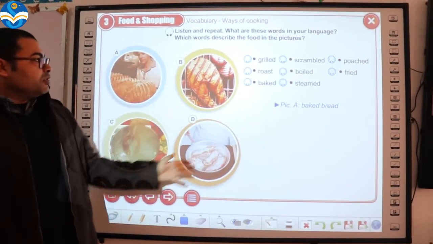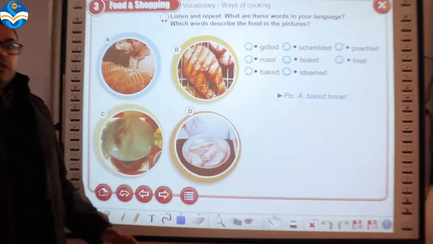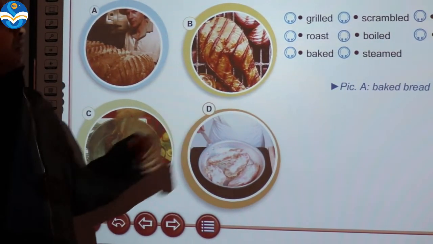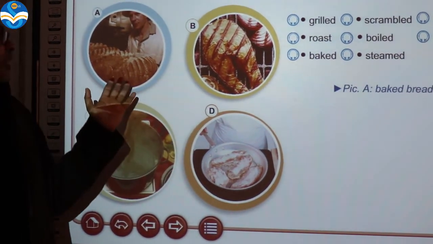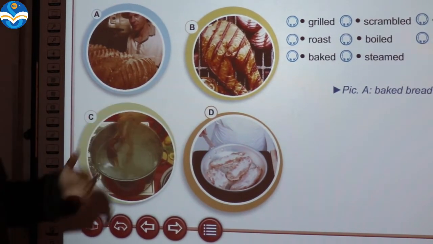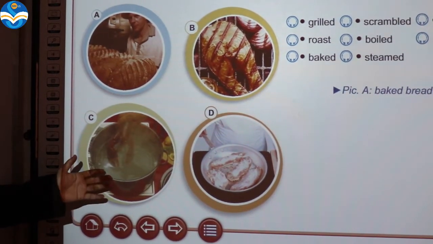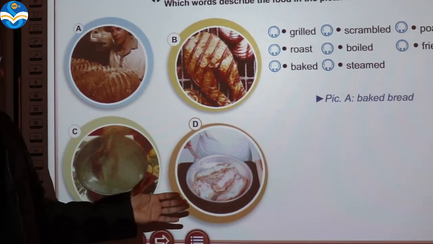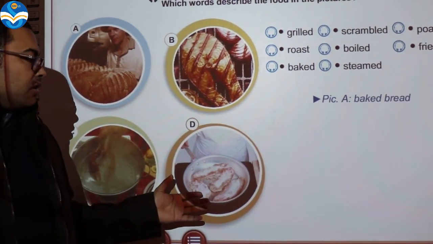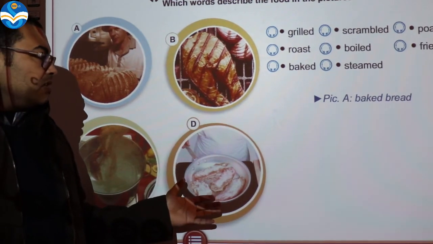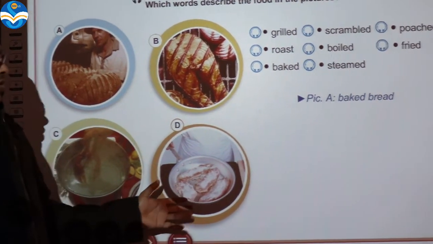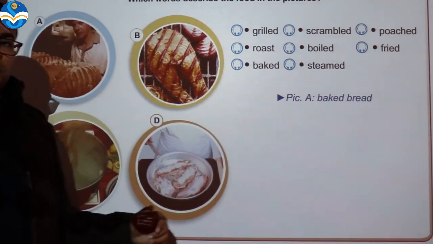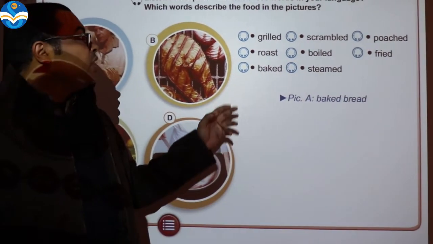In this picture, what can you see? We can see a piece of fish on a grill, some bread baked in the oven, a lobster boiled in a pot, or some meat cooked in oil. It means fried, okay, or roasted. So we are going to read these expressions we use with food.